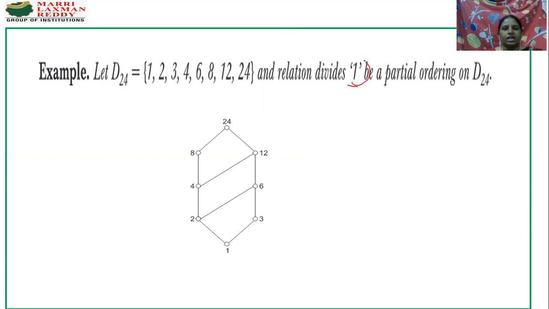What is the relation? The relation is division. What are the possible divisors? You can draw the arc from one element to another element. Then it is the corresponding Hasse diagram.